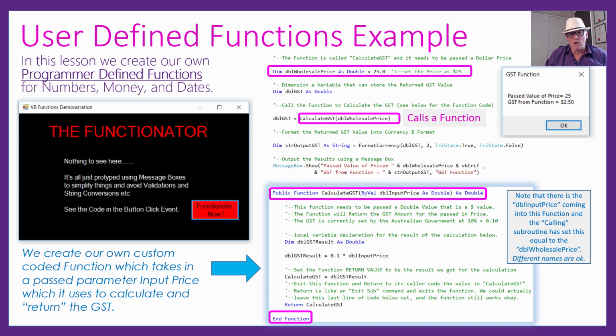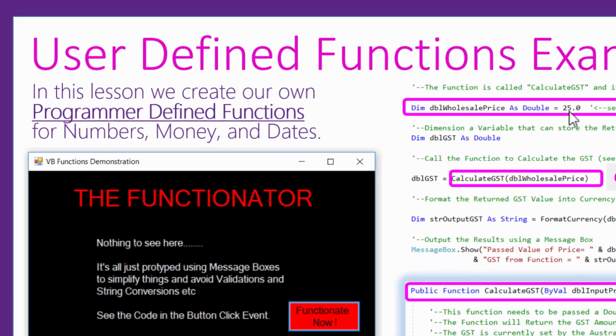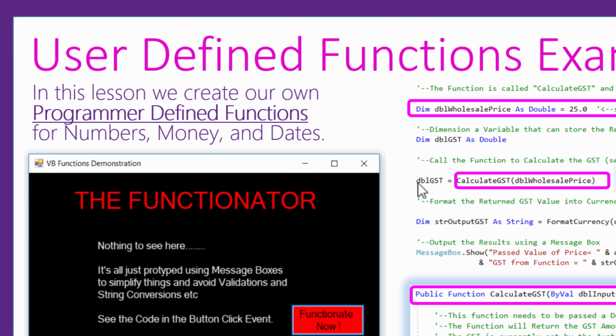So this looks super complicated right now, but just to give you a high level view of what we're doing, we're putting in a wholesale price value of 25 for our $25, and we want to calculate the GST. So we've got this variable dblGST to store that answer, the tax. We just call this function, which is called CalculateGST, and in brackets we pass in the wholesale price. It's not that different to doing Val or CDbl or Math.Round. You've got the name of the function here and what's going into it here.